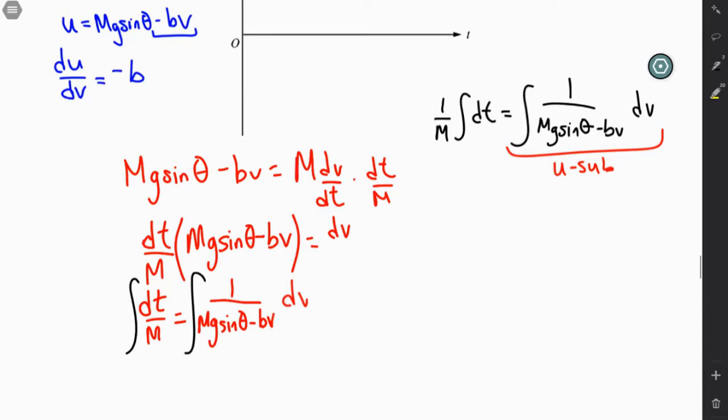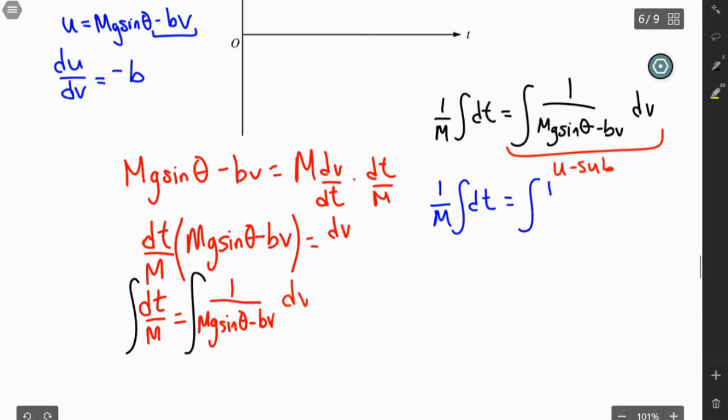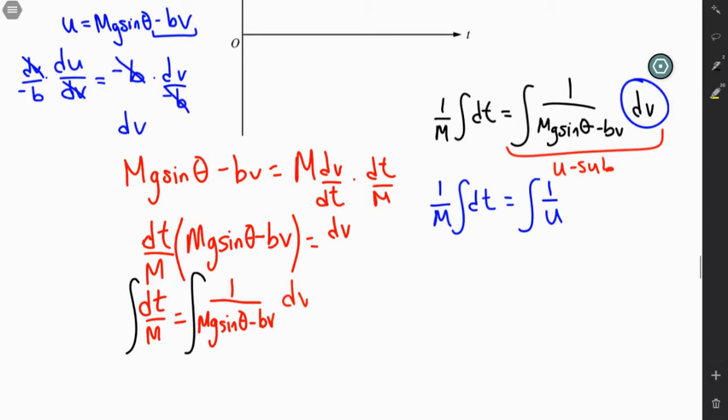Now, when I substitute, at this point I have 1 over m integral of dt equals the integral of 1 over u. Notice when I do that, I have this dv left over. So I need to find dv in my u substitution. That's easy. I'm going to multiply du over negative b on both sides. The dv's would cancel on the left, the negative b's would cancel on the right, and I have a dv left, which is what I want. Then I would have negative 1 over b du.